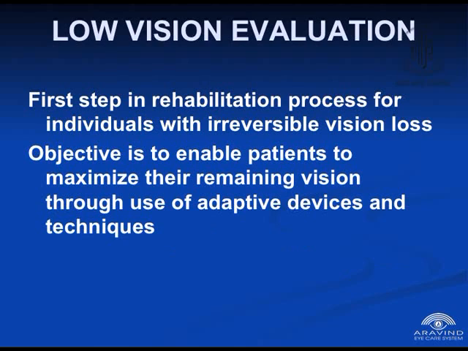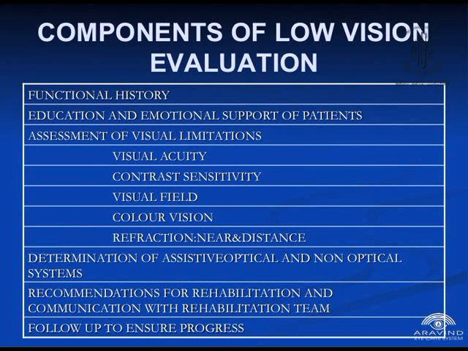The first step in the evaluation and rehabilitation of a patient with low vision is to do a complete low vision evaluation. The objective is to enable patients to maximize their remaining vision through use of adaptive devices and techniques. The low vision evaluation can be divided into 6 parts. We'll go through each in some detail.